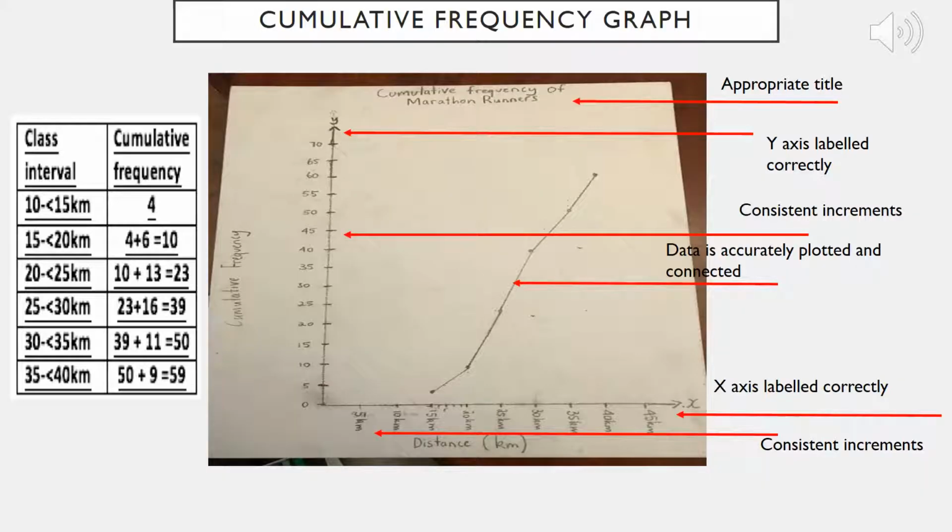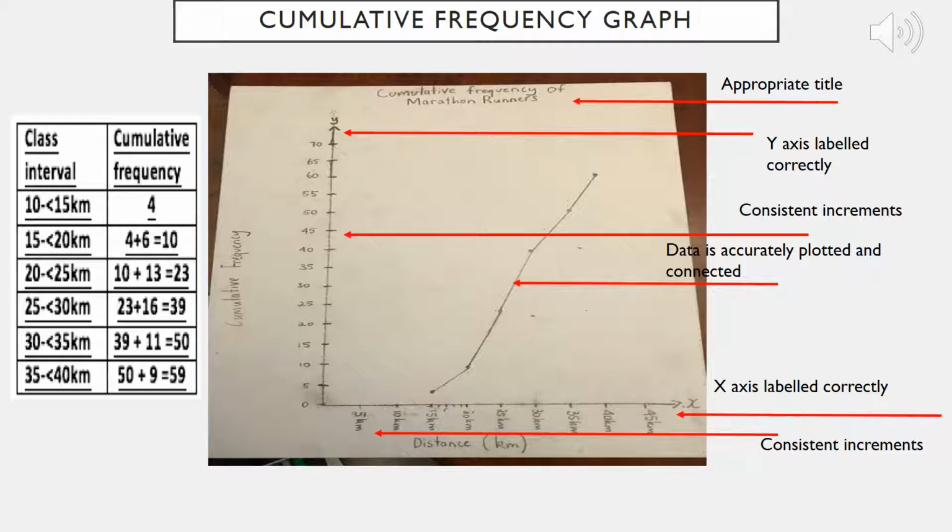Once all the cumulative frequencies have been calculated, the student has to plot their data into a cumulative frequency curve. A response which isn't of an A level may not do the following. Give the graph a title, label the X and Y axis. They may not know that on the X axis is where the independent data goes, and the Y axis is where the dependent data goes. They may not have consistent increments on both the X and Y axis, and they may not even use a ruler.